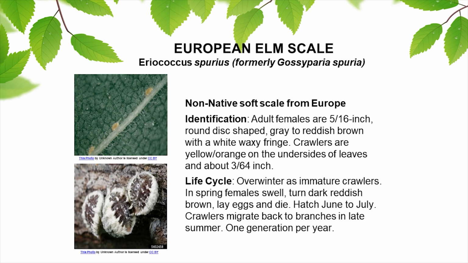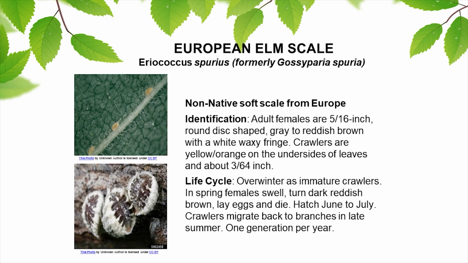European Elm Scale. European Elm Scale is a non-native soft scale from Europe. European Elm Scale adult females are 5/16 of an inch in diameter with a round disc shape. They are gray to reddish-brown with a white waxy fringe. The crawlers are a yellow or orange color about 3/64 of an inch in length.